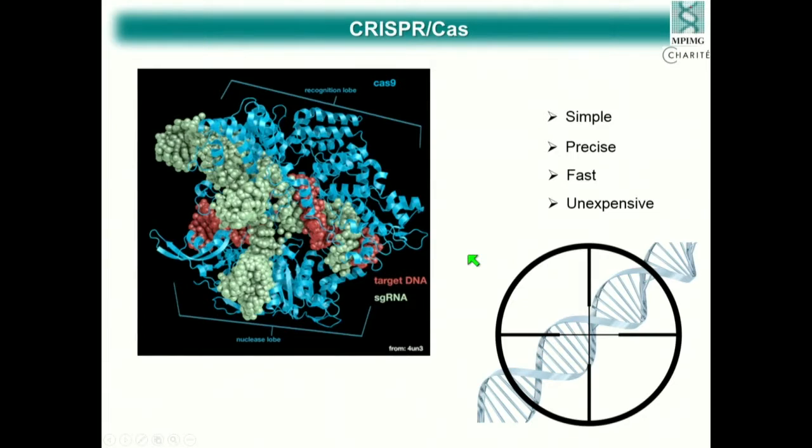And as Greg has told before, the CRISPR-Cas system is pretty handy. It actually needs two components. One is the Cas9, which is an endonuclease which cleaves the DNA in double-strand break. And the other is an RNA guidance system, which on the one side binds to the Cas9 endonuclease and brings it on the other side to a specific genomic region.